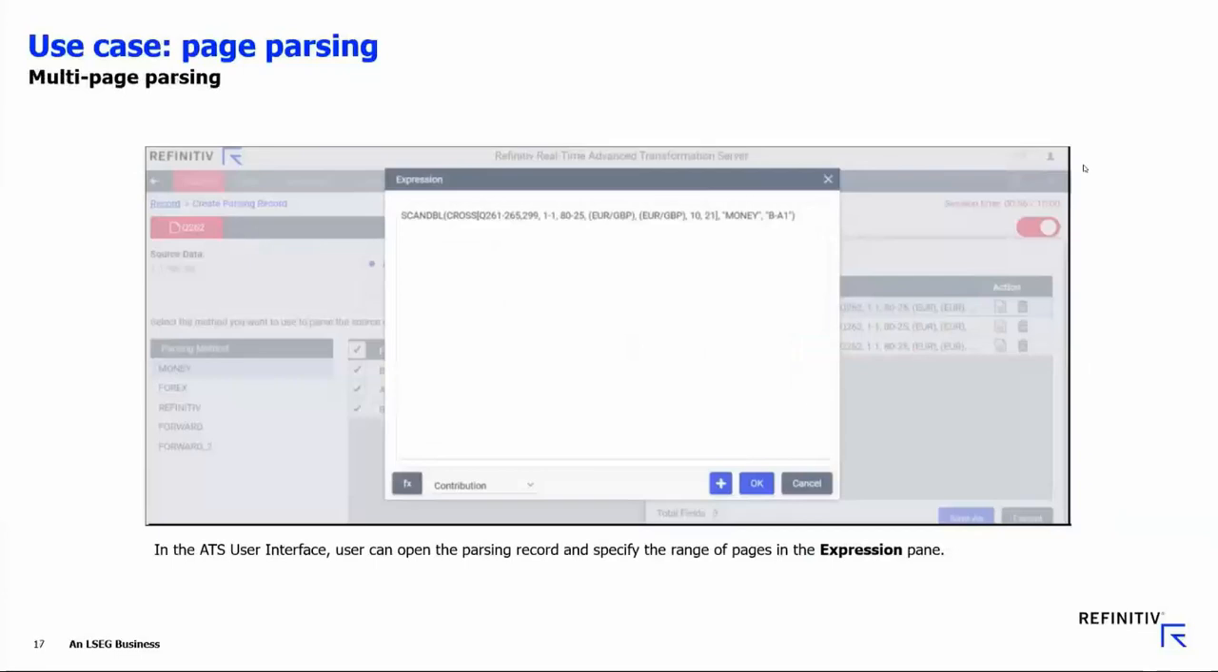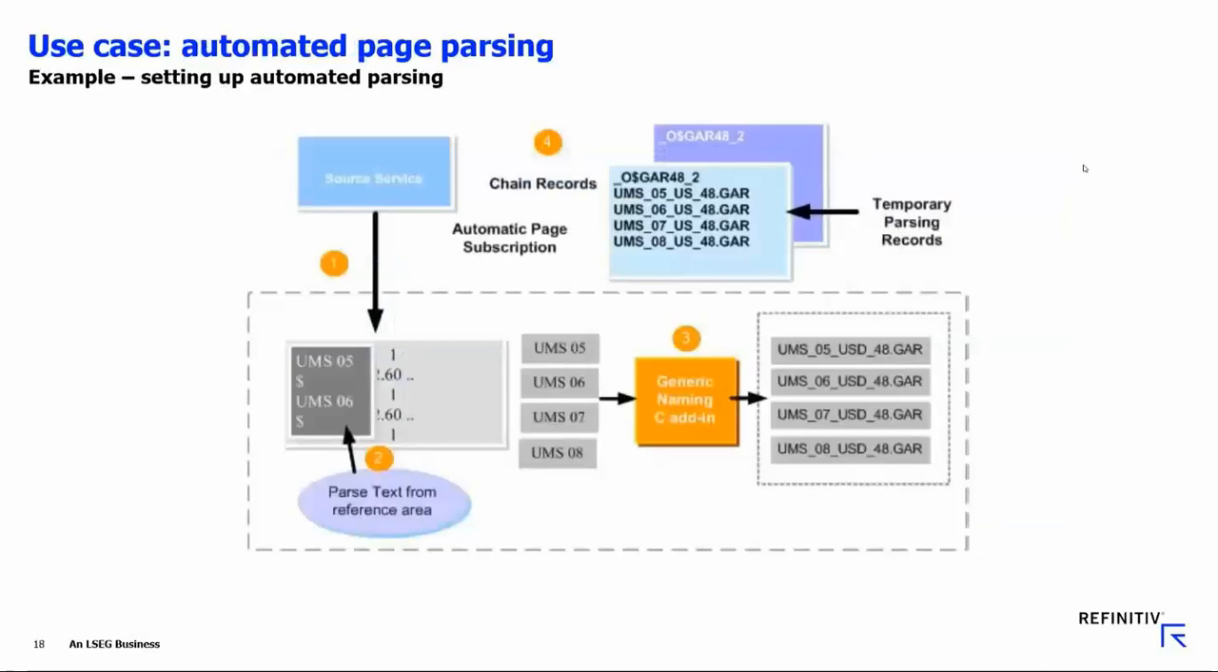So not only is it single page parsing, but we have multi-page parsing also. This screenshot on the slide is showing the expression pane of the ATS UI and how to specify the ranges and pages for multi-page parsing. The advantage of using multi-page parsing is that it widens the area. The parsing engine is not limited to working within only one page, but parses multiple pages at once. It also parses and shows the records that are moved from one page over to another page automatically. Susan, if you could please move to the next slide, please.